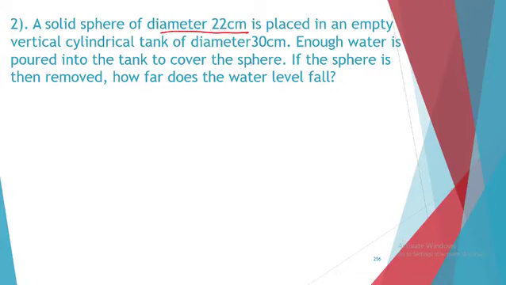Number 2, a solid sphere of diameter 22 cm is placed in an empty vertical cylindrical tank of diameter 30 cm. Enough water is poured into the tank to cover the sphere. If the sphere is then removed, how far does the water level fall?